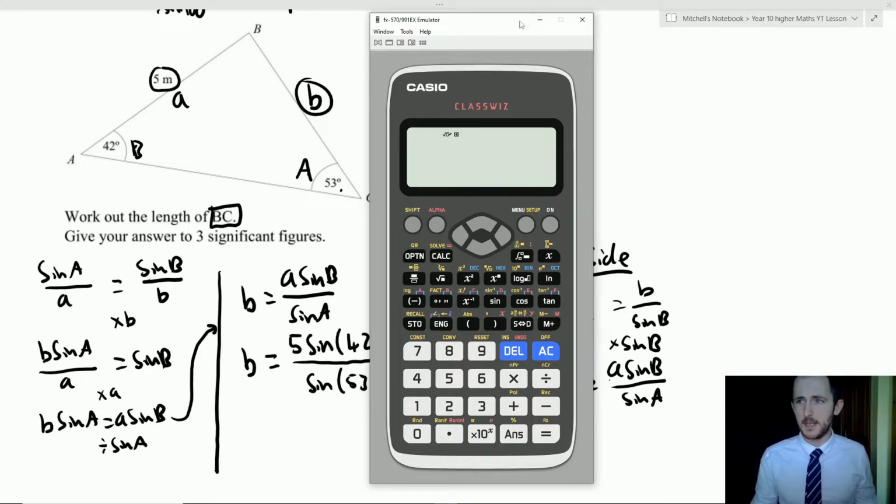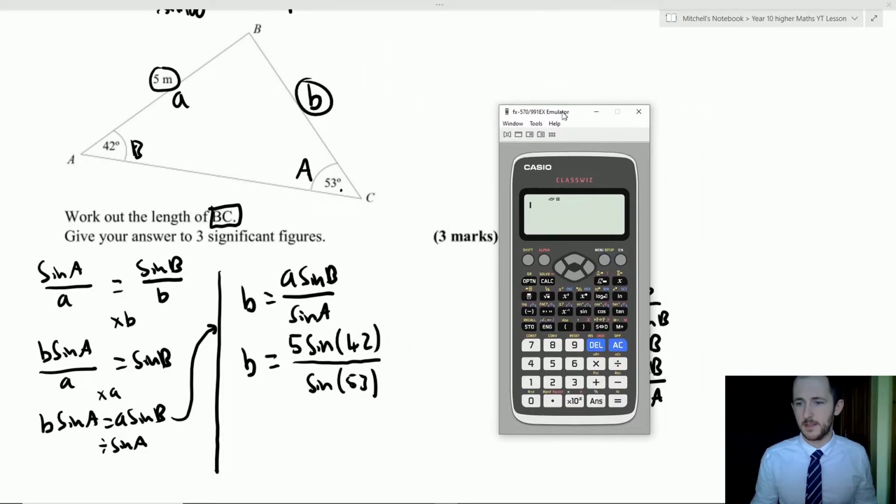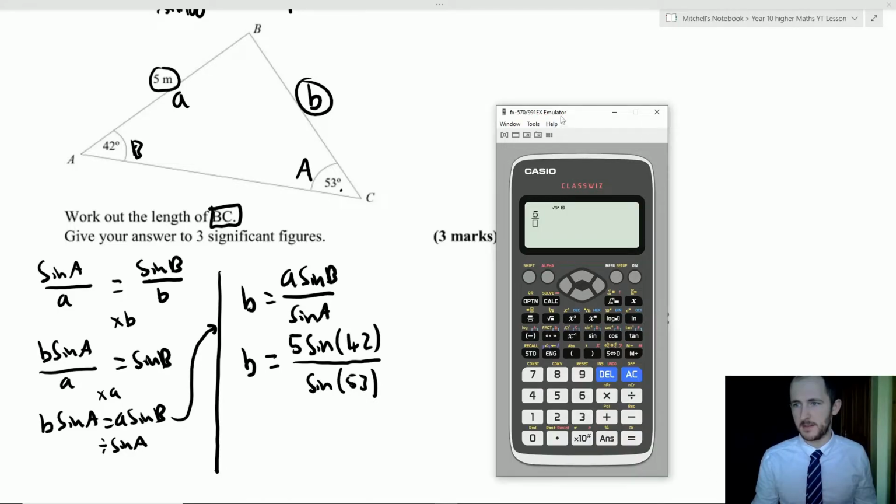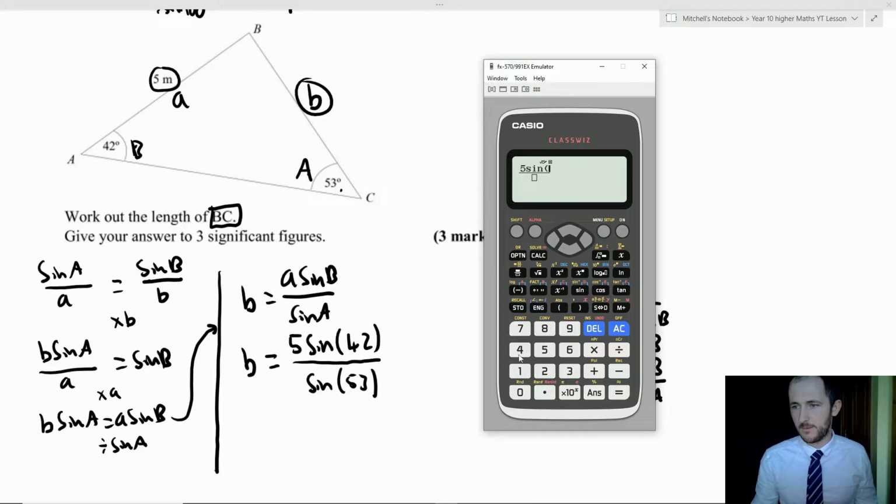Okay. So now what I'm going to do is literally type in exactly what I've written out. And again, this is why I like having working out. 5, actually, I'll make the calculator a bit bigger because it might be hard to see. Sine 42, close bracket, over sine 53. And again, I don't need to think about it. I'm just putting the numbers in. 4.1892, blah, blah, blah. So let's again do it to 3 significant figures.